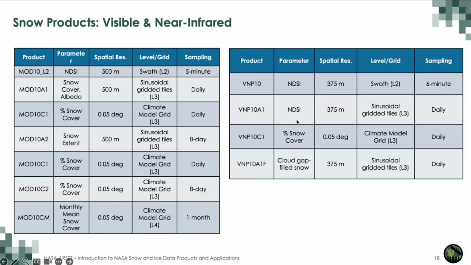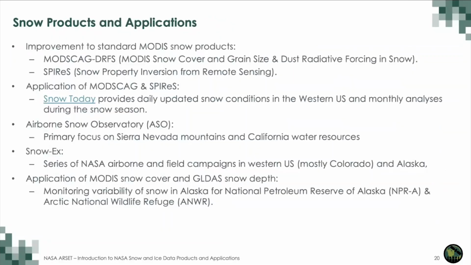We covered this during the webinar, both Andy and Walt did, but this is just a summary for you as a reference. So here also you can see that spatial and temporal samplings are given for different products. So these two tables will serve as reference for you if you are looking for any particular snow and ice data product. Finally, here are some additional snow products, and we also saw some applications.